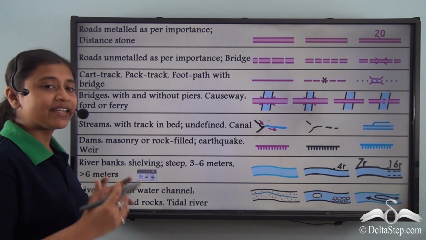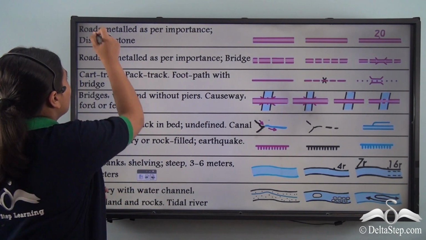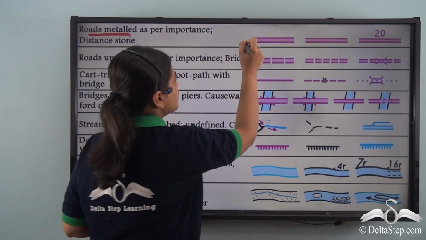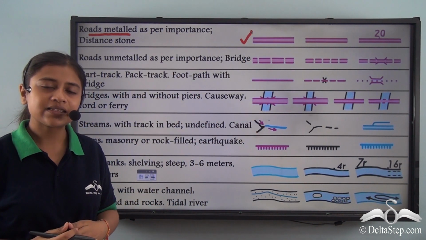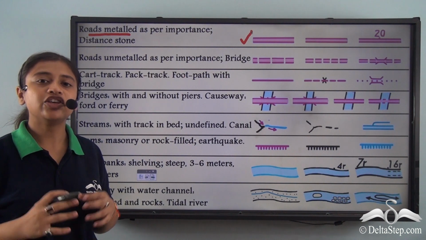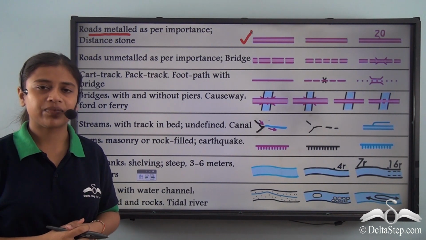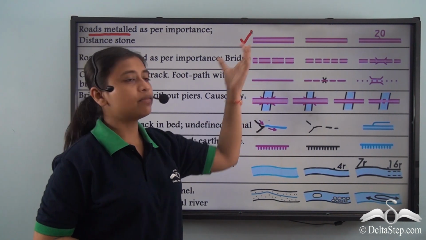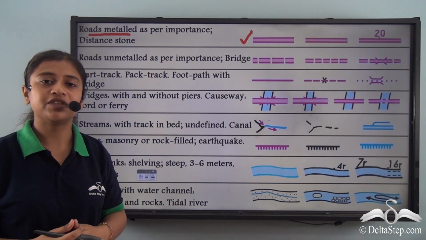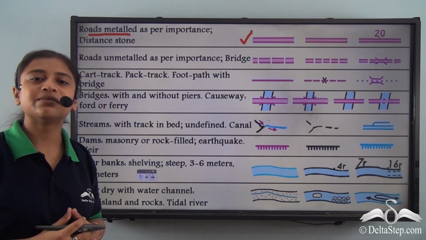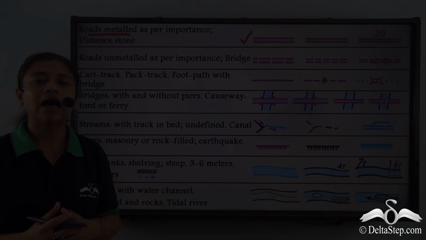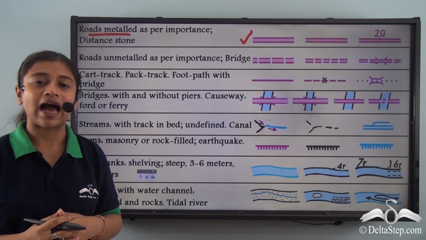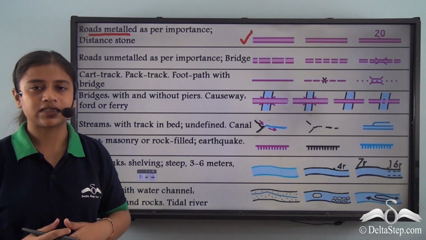Starting with metal roads. So metal roads, as you can see here, are two parallelly drawn lines, and these are usually colored in red. So such symbols on the topographical map denote a road that is metalled, which means that it is a proper road and it helps in connecting places at a very long distance.